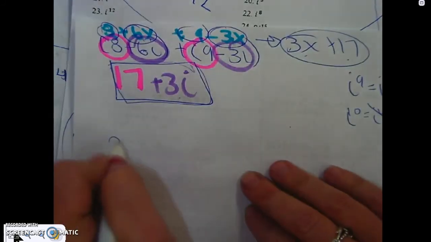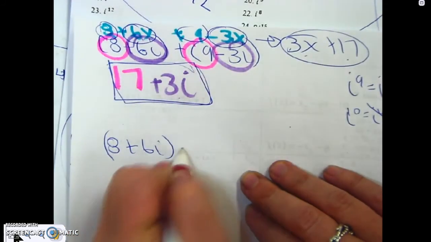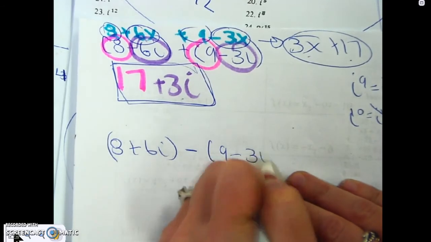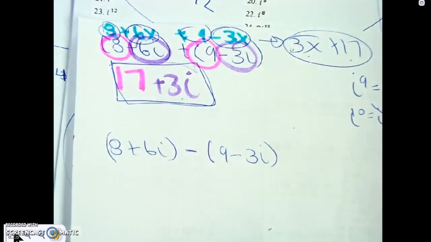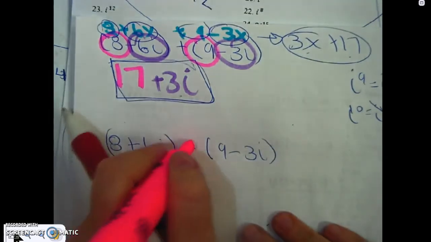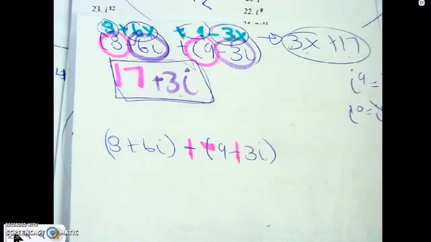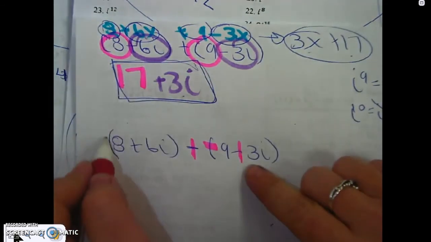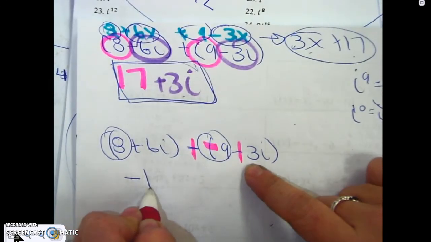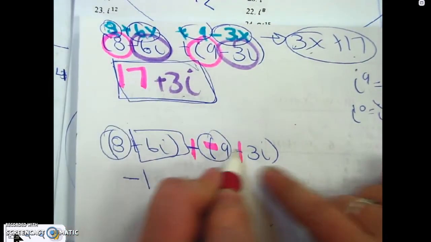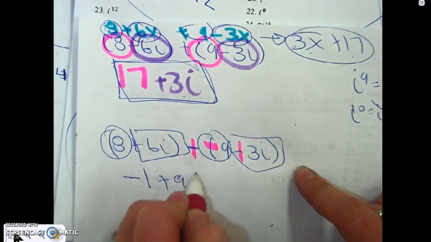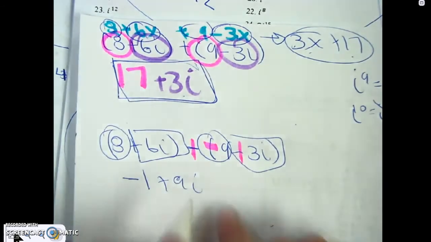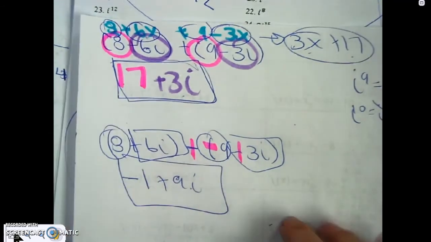Now I'm going to give you the exact same example, but this time instead of adding, you're going to subtract. The difference is, because it's the opposite, you change the signs of everything to the right. And so 8 minus 9 is negative 1. And look at how I'm showing work here. 6 plus 3 is 9i. You cannot check this in the calculator because i is imaginary. Make sure you put it in standard form.